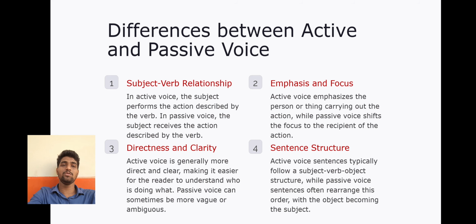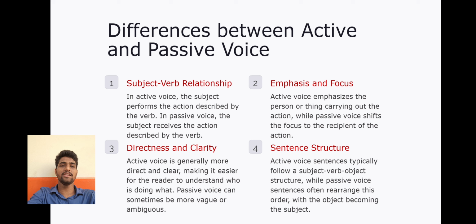Difference between active and passive voice. First one, subject verb relationship. In active voice, the subject performs the action described by the verb. In passive voice, the subject receives the action described by the verb. Second, emphasis and focus. Active voice emphasizes the person or thing carrying out the action, while passive voice shifts the focus to the recipients of the action.